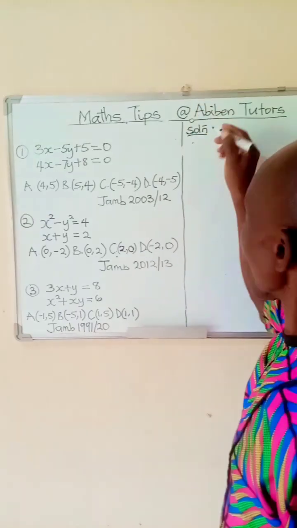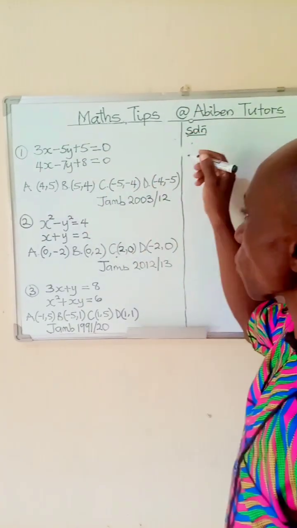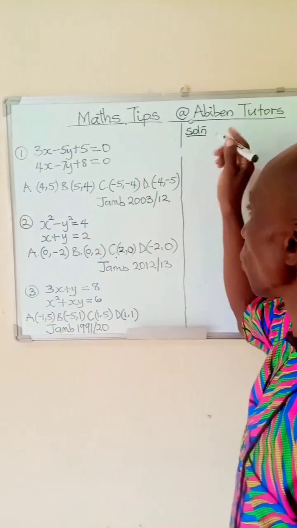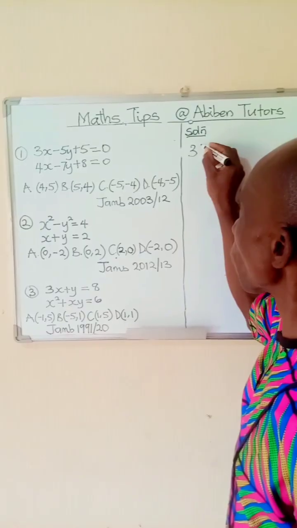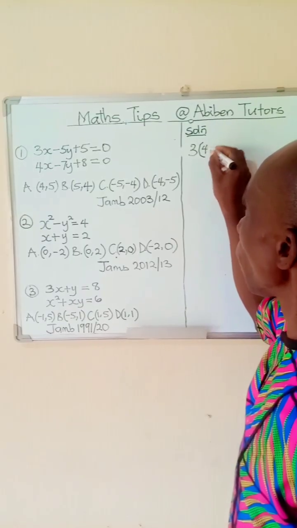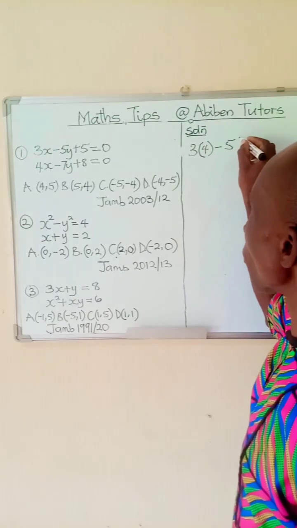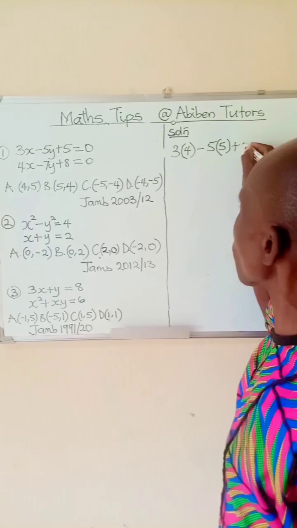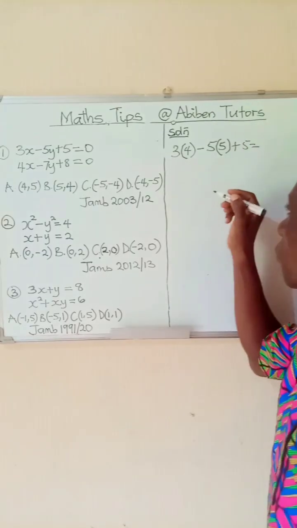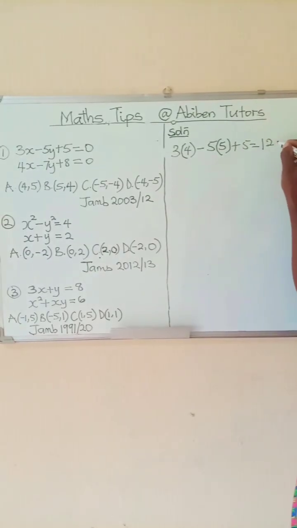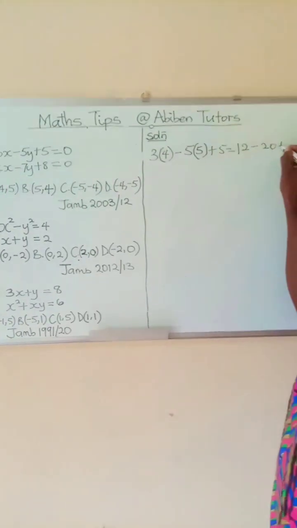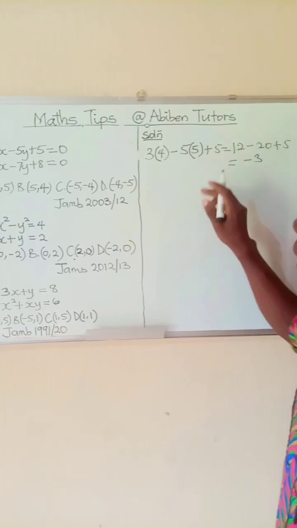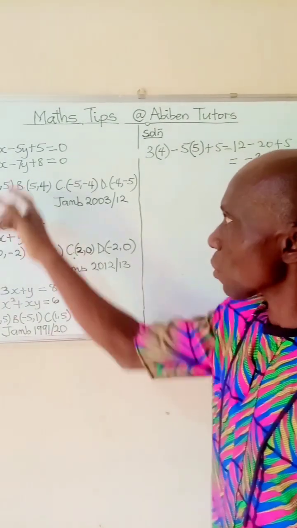So we pick equation 1. The first option A has values of x as 4 and y as 5 respectively. So we go ahead and substitute: 3 times 4, minus 5 times 5. Remember, we are using equation 1. And then plus 5. If you do this, you end up having 12 minus 20 plus 5. If you resolve this, you end up having minus 3. And what we have on the right hand side is 0. So that tells us option A is not correct.